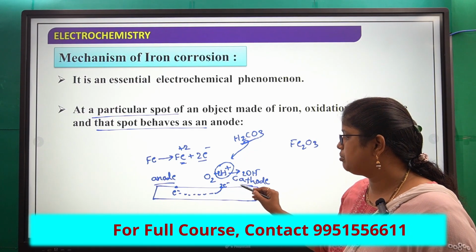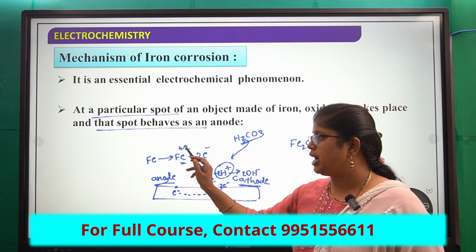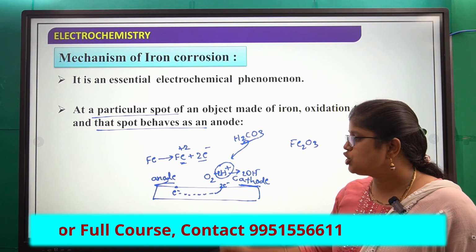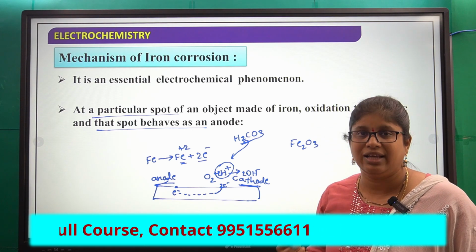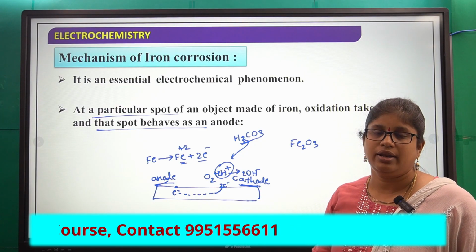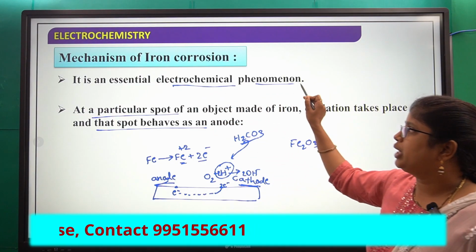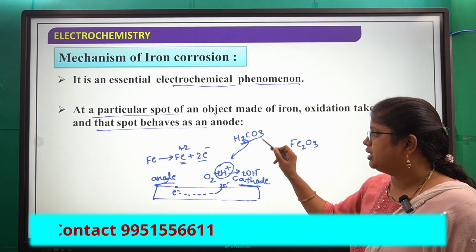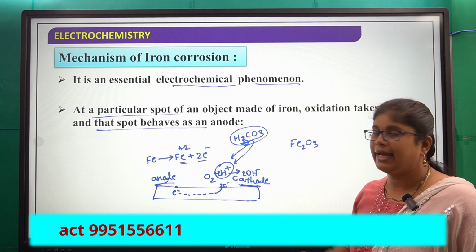This reduction process takes place at the cathode, and iron converts to iron plus 2, which means oxidation takes place at the anode. So on an iron rod, both anode and cathode will develop. At those spots, oxidation and reduction reactions are taking place. So that's why it is called an electrochemical phenomenon.